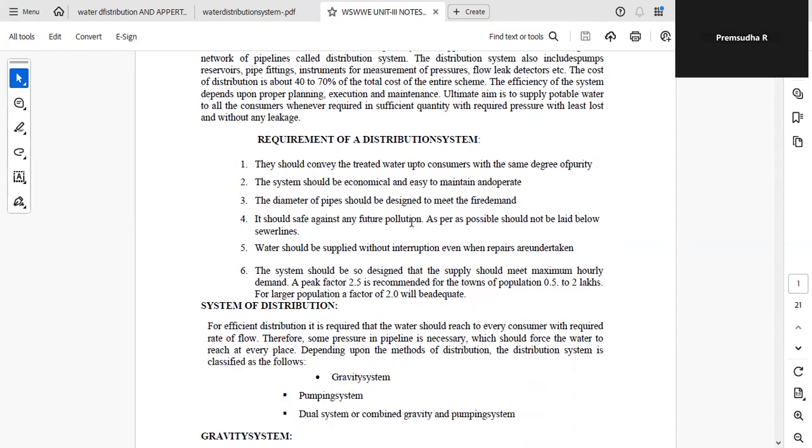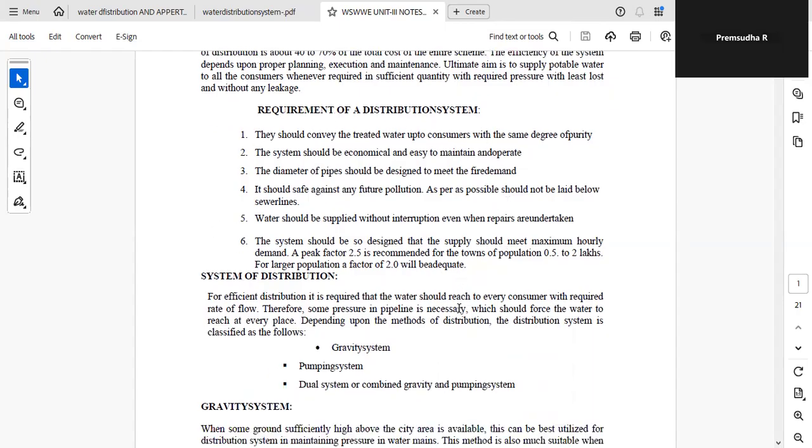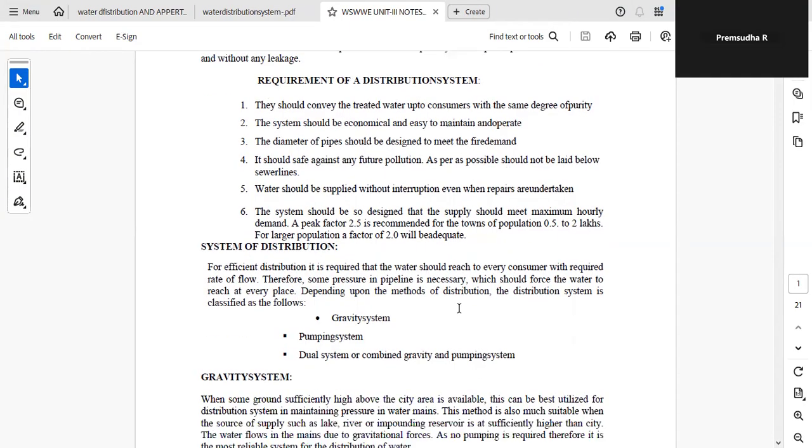Here you can see the requirements of a good distribution system. It is very, very important, so many times they ask this question in the semester exam. What are the requirements of a good distribution system? It should convey the treated water up to the consumer with the same degree of purity. After the treatment, the water is free from impurities, so the distribution system should convey the pure water to the consumers. Then the system should be economical and easy to maintain and operate.